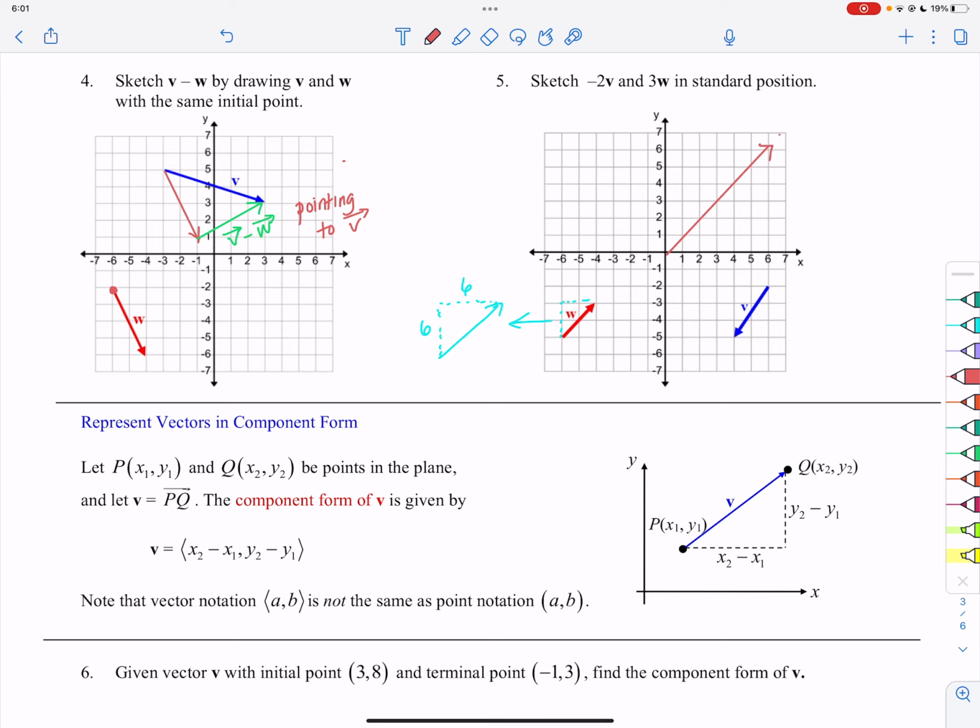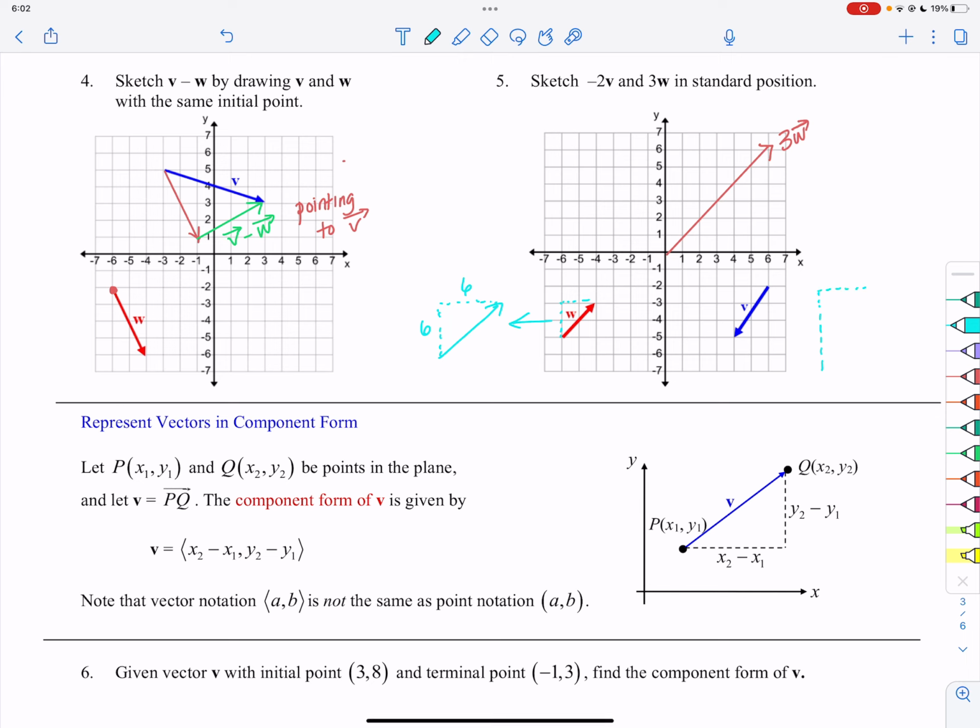And there we have it. That is 3W. Okay, let's take a look at V. And looking at V, as you can see, if we're going to have negative 2 times V, we will go ahead and turn in the other direction.